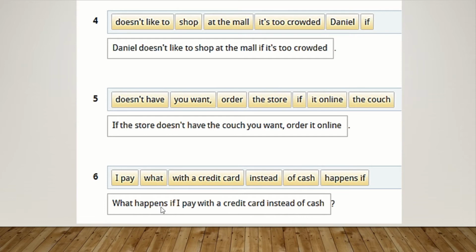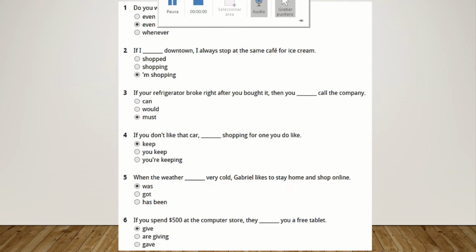What happens? That is my result because that is what you need to know, right? If I pay with a credit card instead of cash. So my result is what happens, right? So my questions will be structured starting with the result part. Okay, this was the second exercise of the present real conditionals.